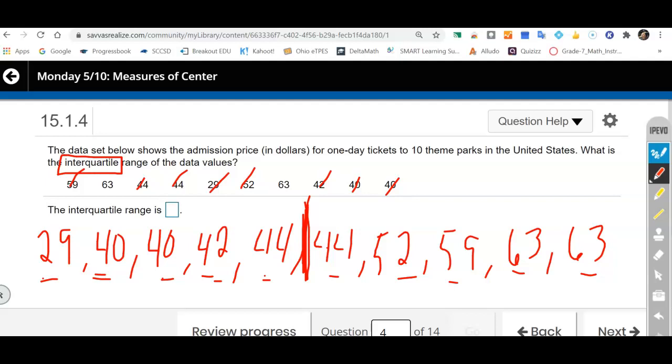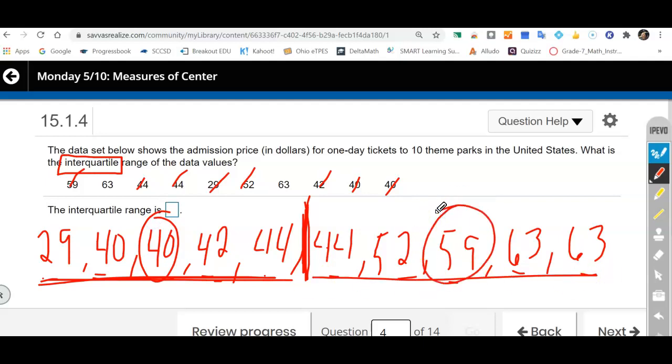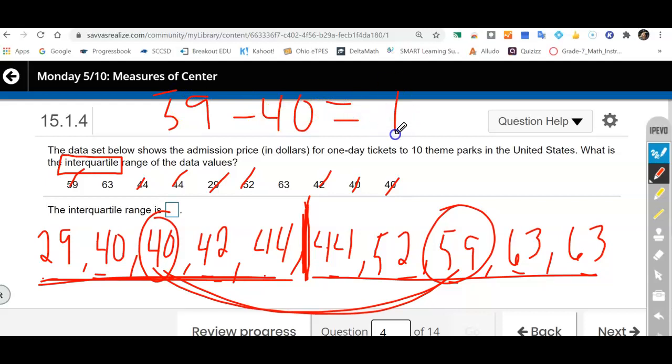Well, right. I got a bottom half, cut it in half, right? So there, that would be 40 down here, right? And then I cut my top half in half. That's 59. So now the interquartile range is the difference between those two numbers. 59 minus 40 equals 19. That just means my middle 50% is separated by 19 numbers. We'll talk about what that means later on.